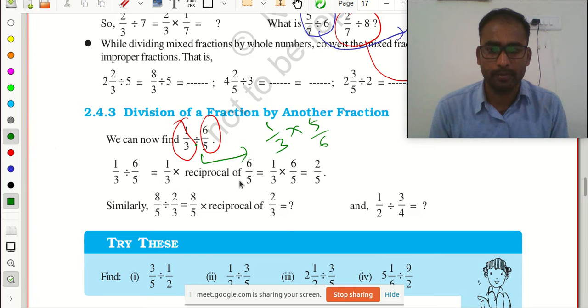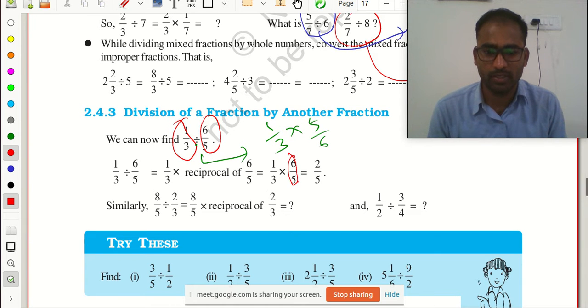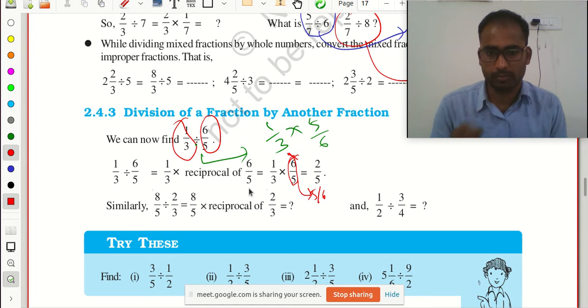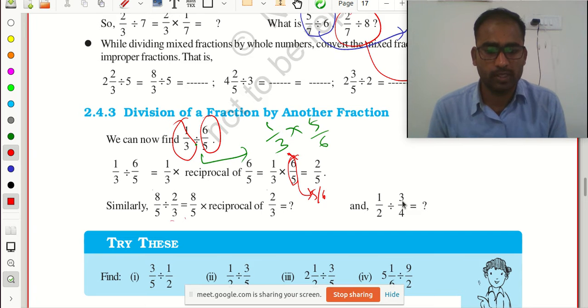Then here he made a mistake. Here it is not 6 by 5, this is 5 by 6. Okay, this is wrong. Clear now? Yes.